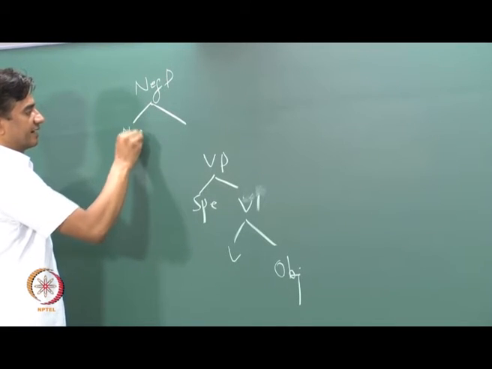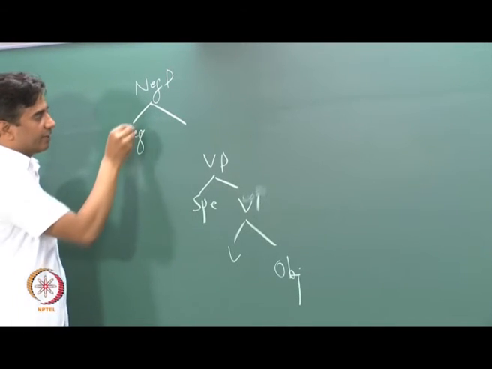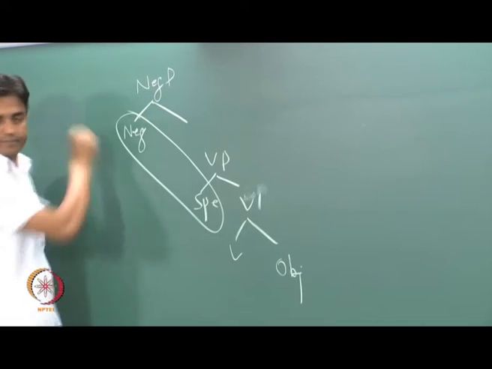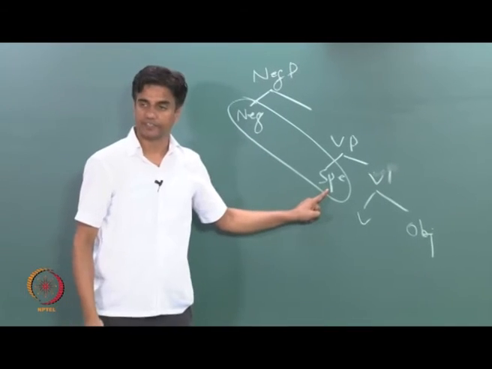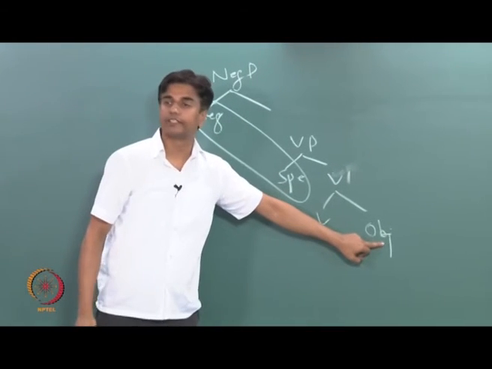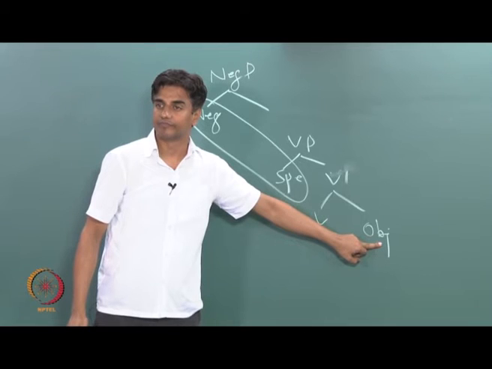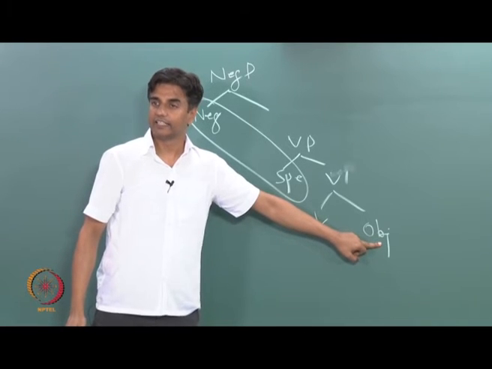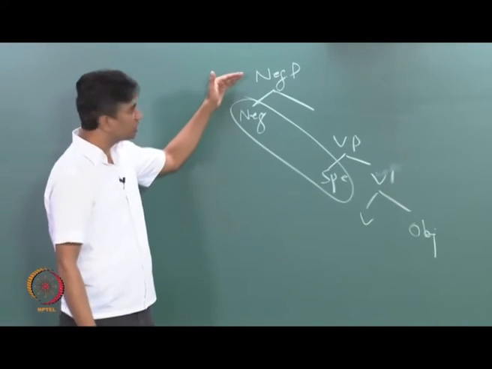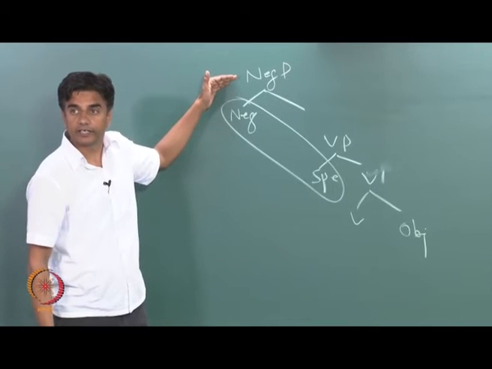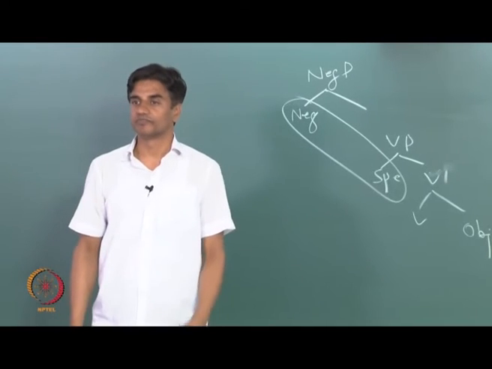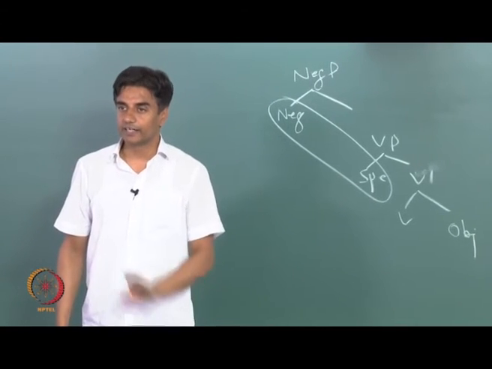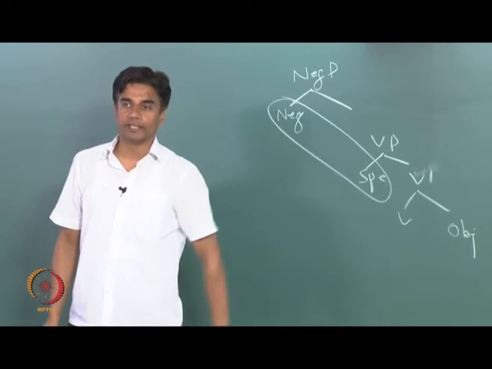From here, can C-command this position. Okay? Can C-command this position. It can also C-command this position. Alright? Therefore, negation being in the functional domain helps licensing configurations. Right? But there is a problem here.